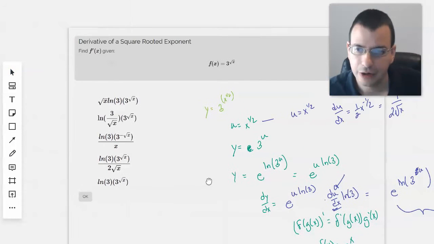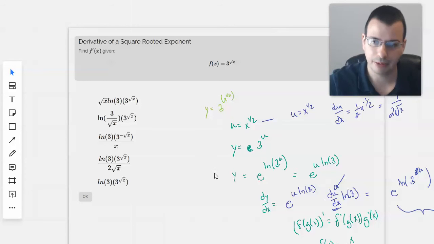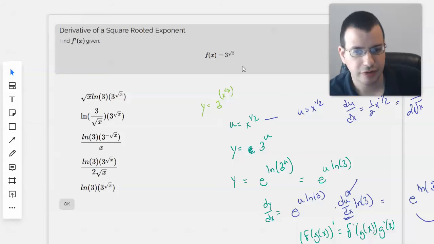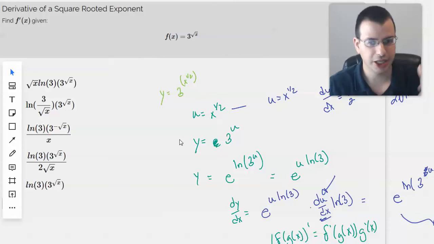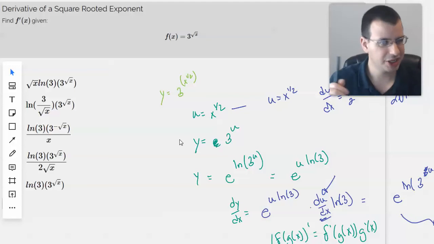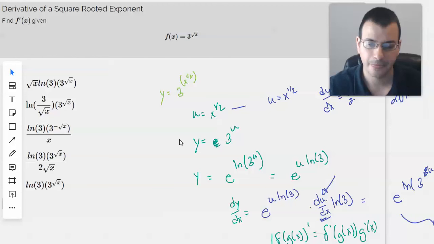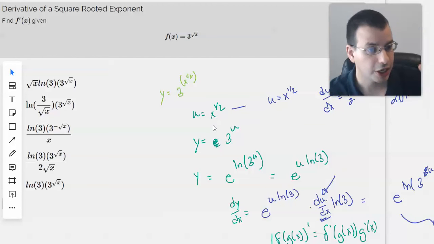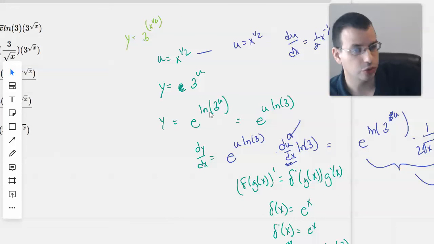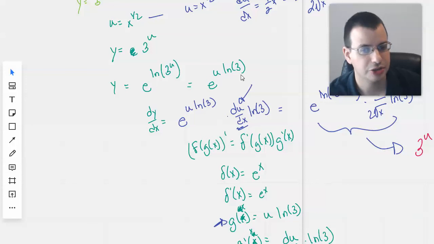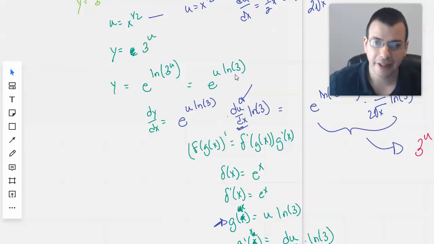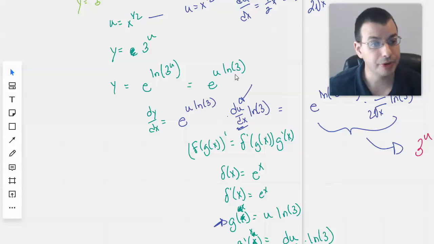So let's backtrack, since it was kind of discombobulated. We're trying to find the derivative of 3 to the square root of x. The first thing I did was substitute in u for x to the 1/2. That way it cleans things up and makes it a little easier to visualize. It's totally not necessary, you could leave it without, but for me it's easier. So y equals 3 to the u. We have e to the natural log of 3 to the u, and we're able to pull that u down. Then we can take the derivative of e to the u natural log of 3, because natural log of 3 is just a constant, and we can do the chain rule on that pretty easily.